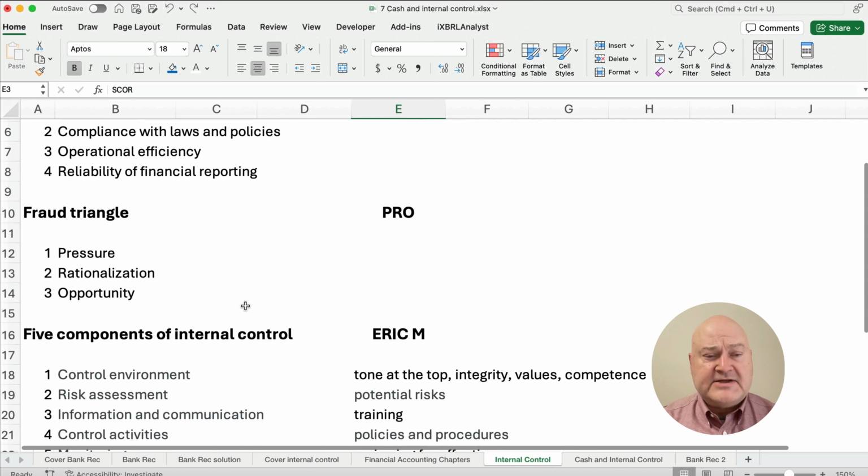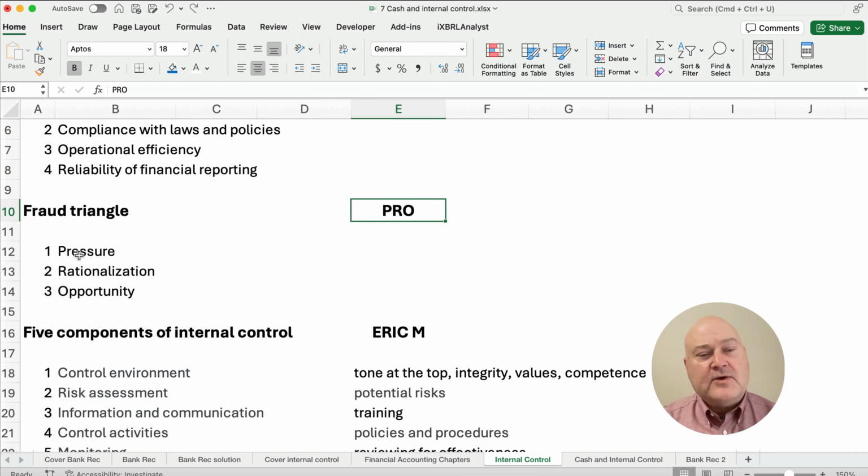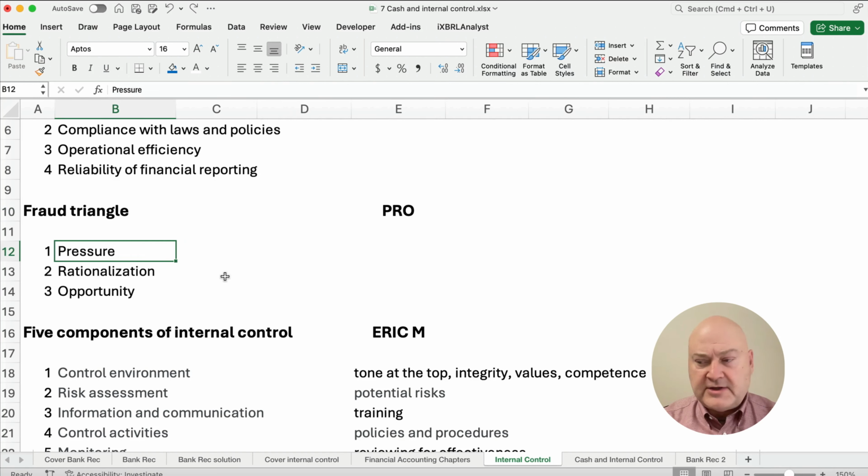Now, there's such a thing as a fraud triangle. When you're thinking about internal control, you need to be a pro at this. See what I did? So there are 3 things involved in why somebody commits fraud. Well, there has to be some kind of pressure. Maybe they're in debt. Maybe there's gambling. Maybe there's some kind of need to live beyond your means or a desire to have more money.